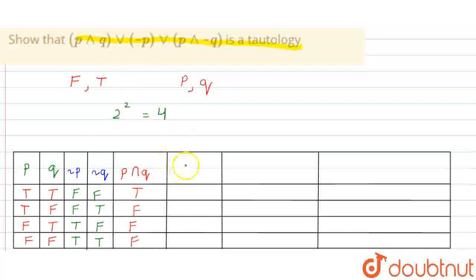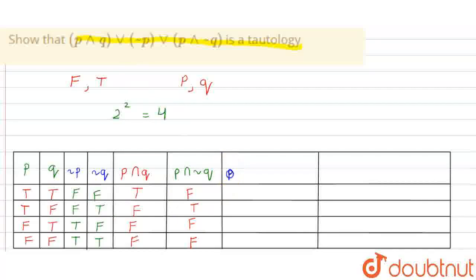Now we have to calculate P and complement Q. So see here the column of P and complement Q. True and false is false, true and true is true, false and false is false, again false.